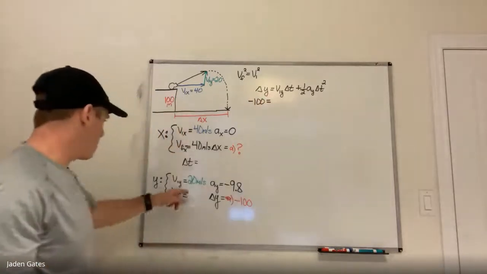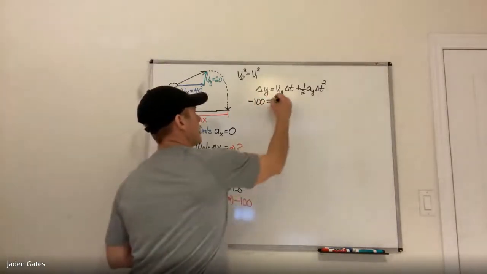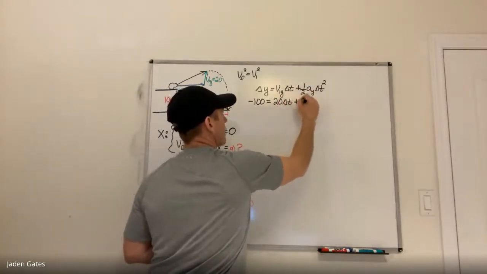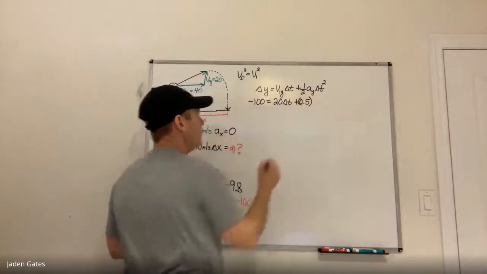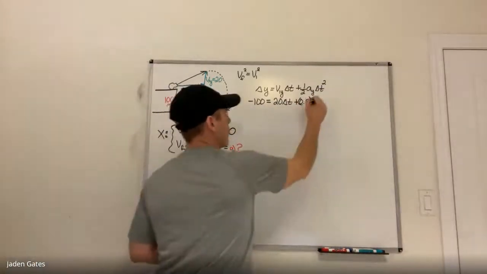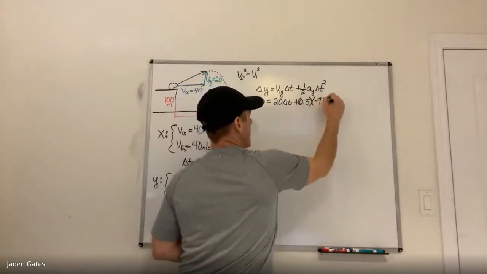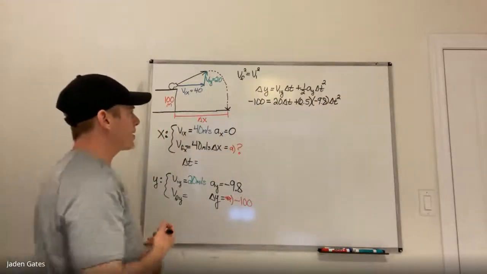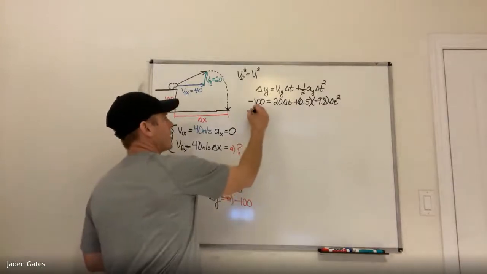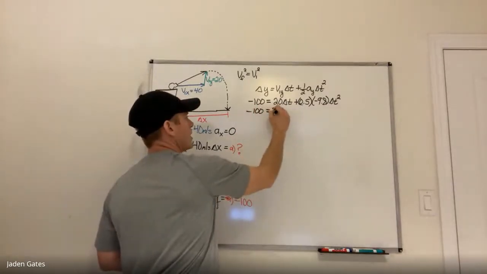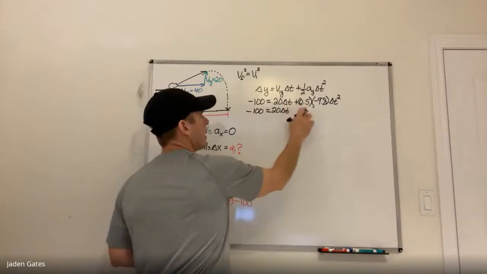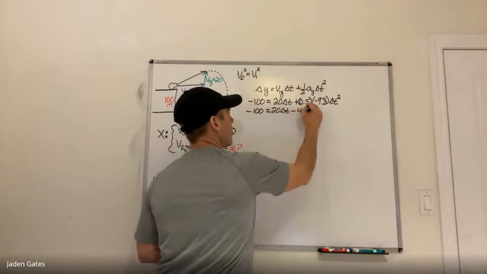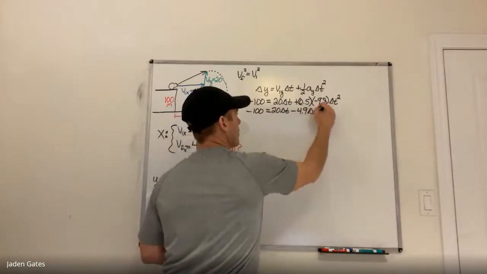All right, my v1y, oh good, it's 20. Nice round number for me. 20 times delta t. Again, plus 1/2, convert that half to a decimal. My ay is a negative 9.8. And we have a delta t squared. All right, so I'm just going to simplify this now. And so let's see here. I got negative 100 equals 20 delta t. A half times negative 9.8 is a negative 4.9 delta t squared.